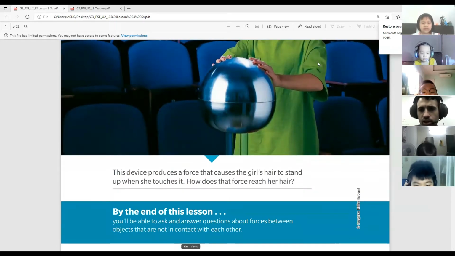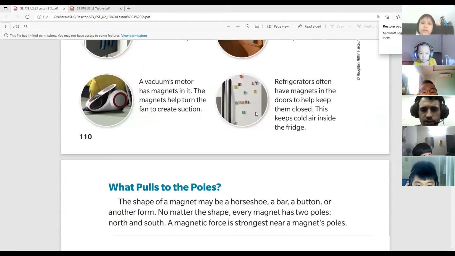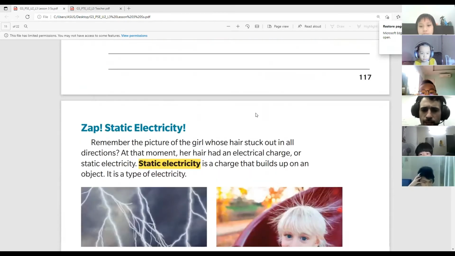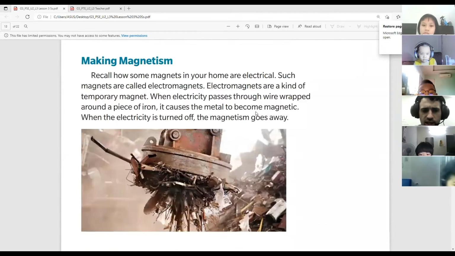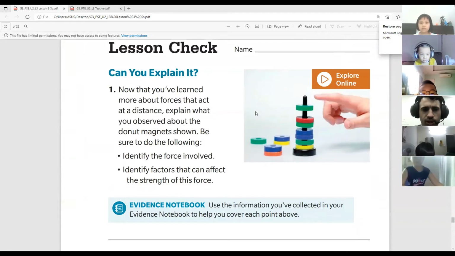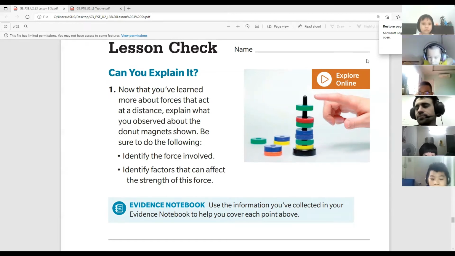Okay, so let's scroll down. We're at the very end of your lesson, and we're going to do the lesson check and the lesson roundup, okay? Can you explain it? Let's read it. Sophia, can you read number 1 for us?